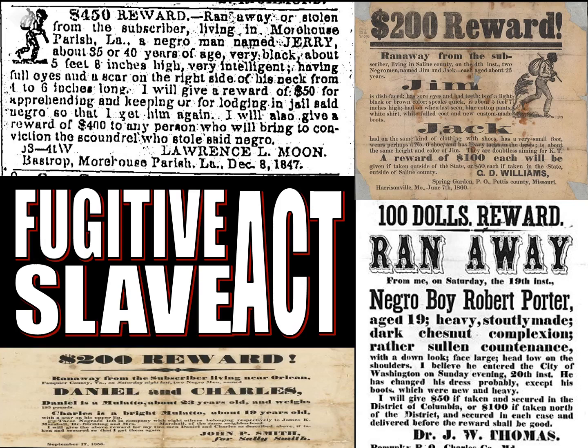Thus began the infamous history of the Fugitive Slave Act, in which you can see ads for runaway slaves were not an uncommon thing. They were found all over the North. But for years, slaves made their way to the North. White Northerners that didn't have a problem with free Blacks would ignore these ads for the most part. But with the Fugitive Slave Act, everything changes.